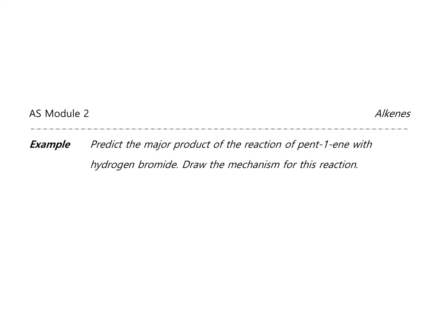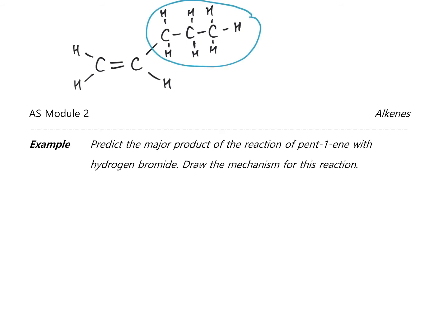So over on page 21, you have another example. It asks you to predict the major product of the reaction of pent-1-ene with hydrogen bromide, and asks you to draw the mechanism for this reaction. So the structure of pent-1-ene will look like this. So 5 carbons in your chain, and pent-1-ene means that the double bond is between carbon 1 and carbon 2. You can see that this group on one of the carbons of the carbon-carbon double bond has the formula C3H7. So what is sometimes easier to do is to draw the alkene like this. It will then take up less room in your mechanism.